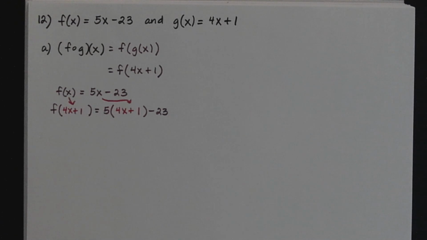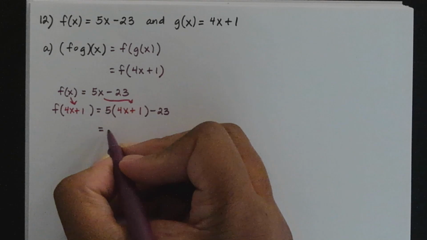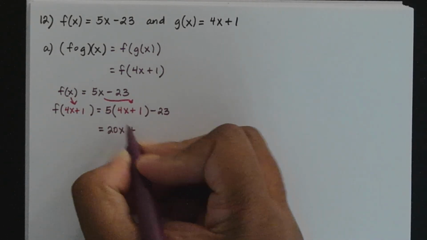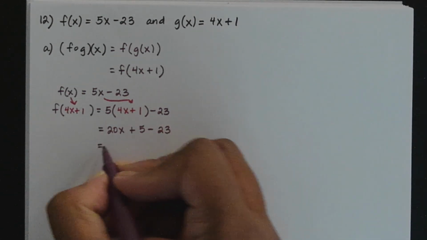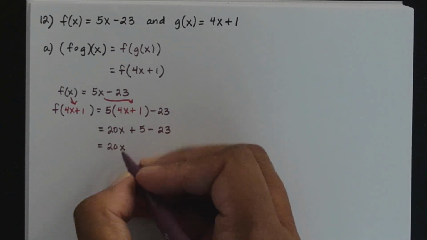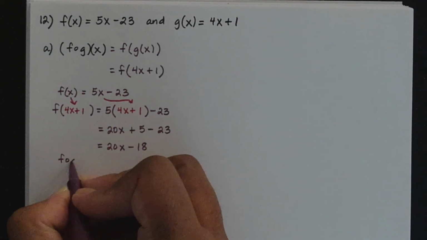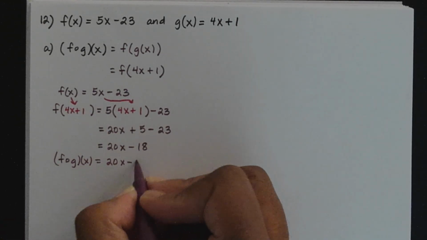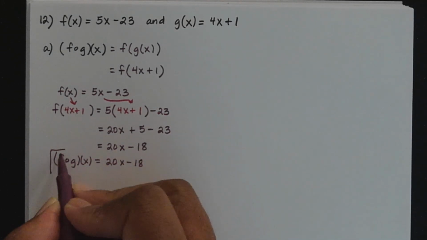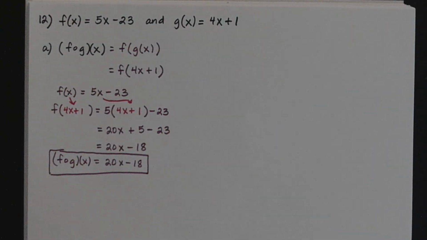And in this case here, we'll just simplify that right-hand side. So here, 5 times 4x, that's going to be 20x, plus 5 times 1, 5, and then minus 23. And then what's 5 minus 23? Negative 18. So the composition of f with g of x would be 20x minus 18. Are there any questions about part A?